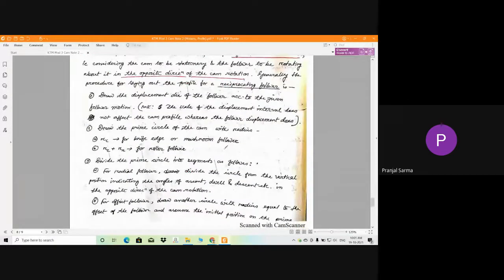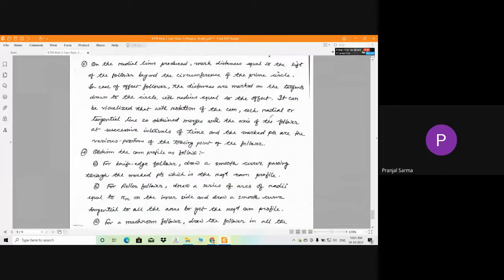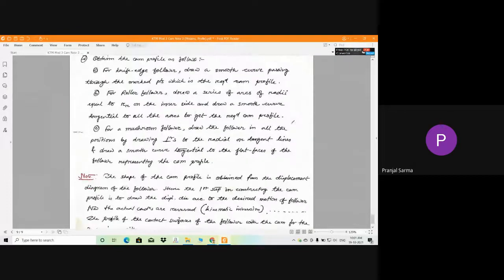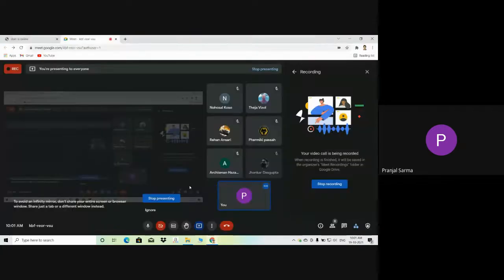So we will stop here for today. In the next class, we will discuss how to draw the cam profile, and we'll try solving different problems and design the cam profile based on different requirements. If you have any confusion, you can ask. Any confusion, anyone?